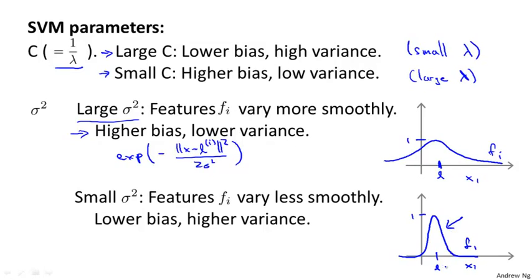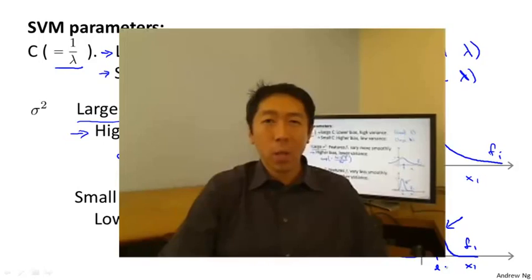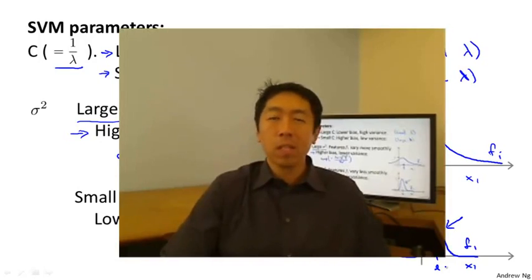If you look at this week's programming exercise, you actually get to play around with some of these ideas yourself and see these effects yourself. So that was the support vector machine with kernels algorithm, and hopefully this discussion of bias and variance will give you some sense of how you can expect this algorithm to behave as well.